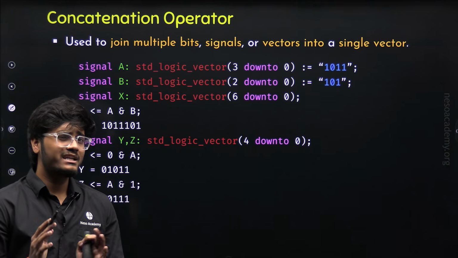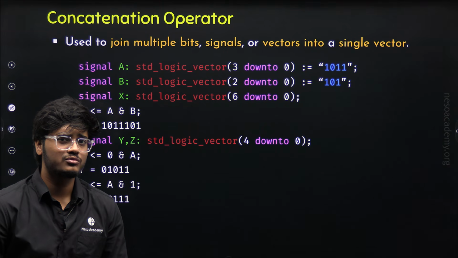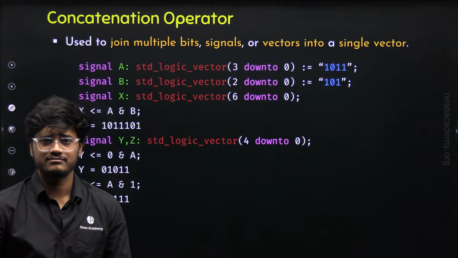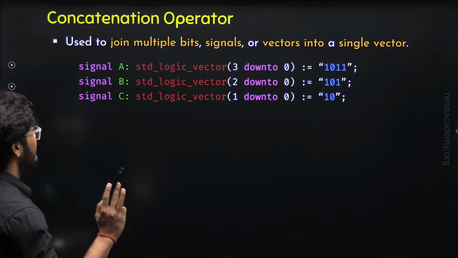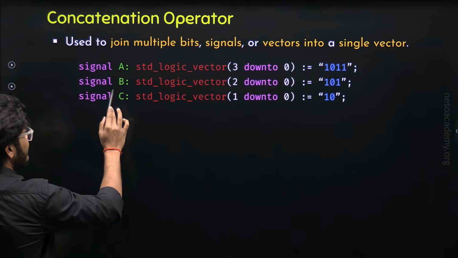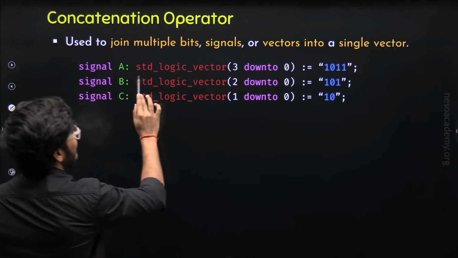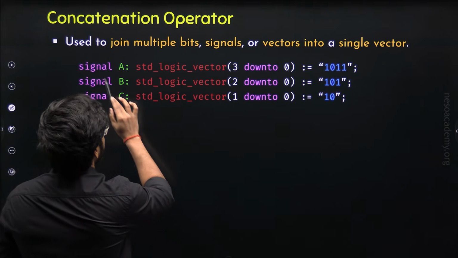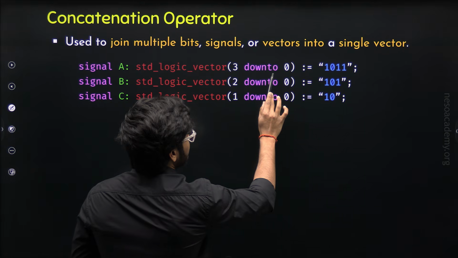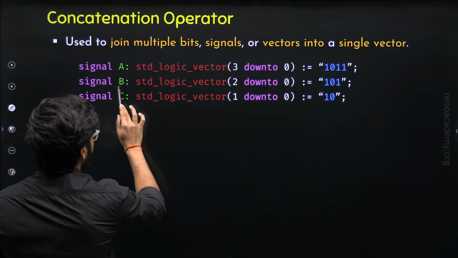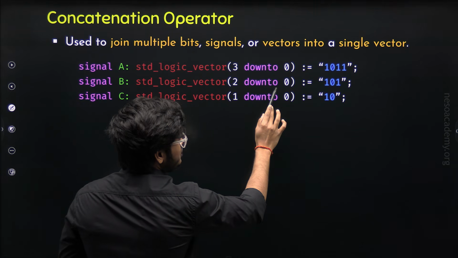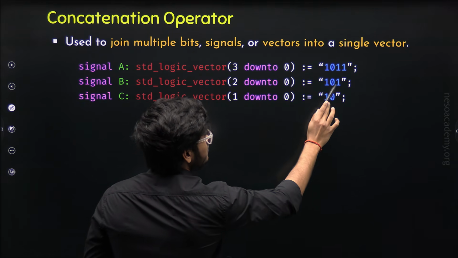Also, we can use multiple concatenation operators to merge more than two vectors. Now let's see how to do that. For that, I am creating three signals, signal A, B, C. All are of standard logic vector type. Signal A as 4-bit vector equal to 1011. Signal B as 3-bit standard logic vector equal to 101.